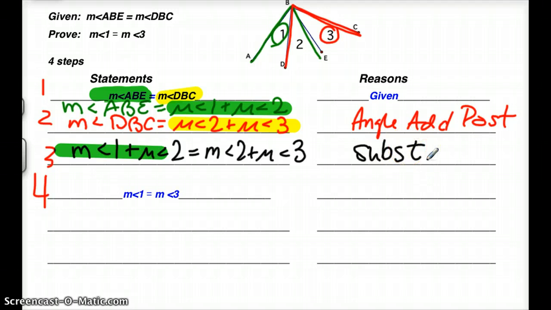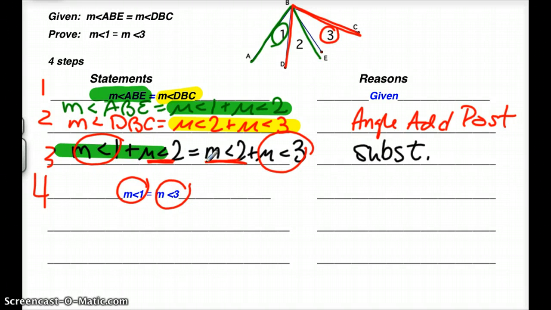What happens from 3 to 4? Do you see? Here's 1 and there's 1. Here's 3, and there's 3. How do you get rid of the 2's, the measures of 2's? You subtract them, subtraction property.